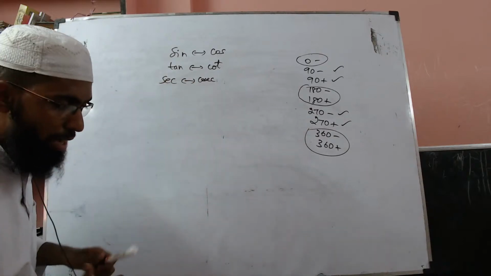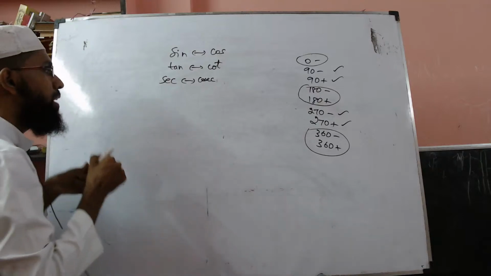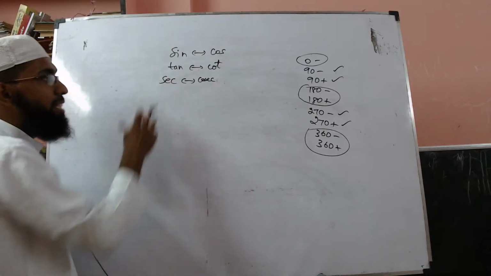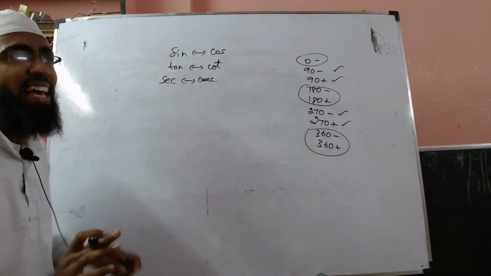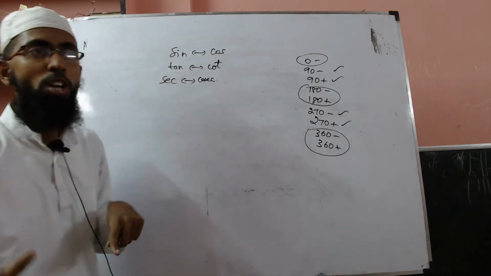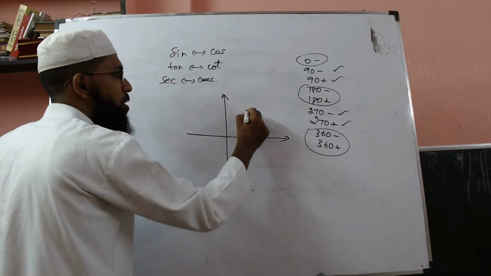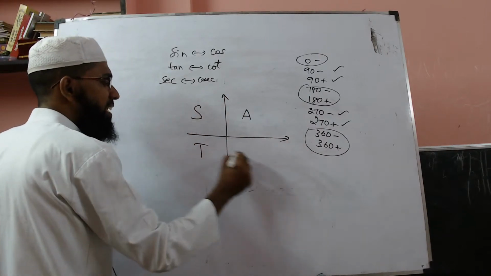Now, if I want to calculate any values, with the help of this and this, we cannot tell the exact answer. We must know whether it is positive or negative. For that, we must see this "All Silver Teacups" concept, all silver teacups.